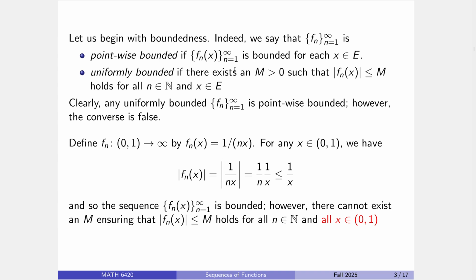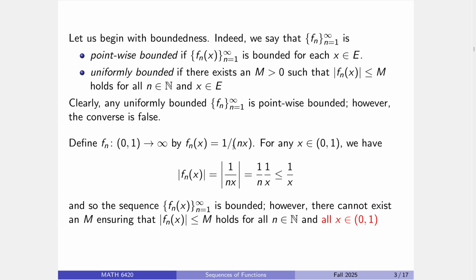If I look at the collection of functions defined on the interval 0, 1 by 1 over n times x, well, for any fixed input x, the sequence is bounded above by 1 over x, because 1 over n is just always making this smaller. As n increases, this gets smaller and smaller and smaller. So for any point, note, if you fix an x and you let n go to infinity, this goes to 0, right? So these sequences are bounded. In fact, there's a pointwise limit going on.